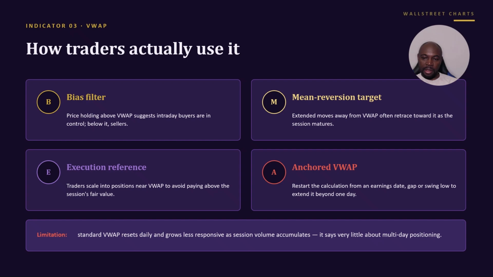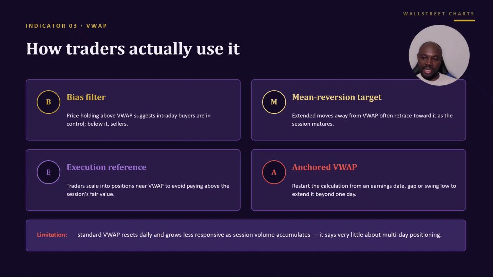Right, so this is the simplest and most robust. Price holding above VWAP suggests intraday buyers are in control. So you might say, oh, this is a buyer's market, or this is a seller's market. It's because of what the VWAP is saying.